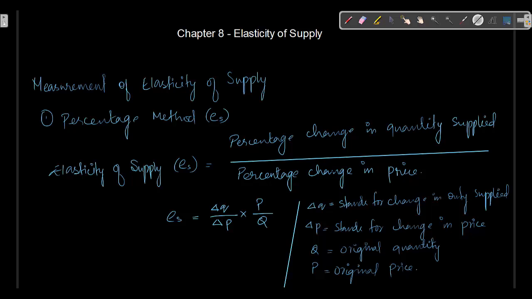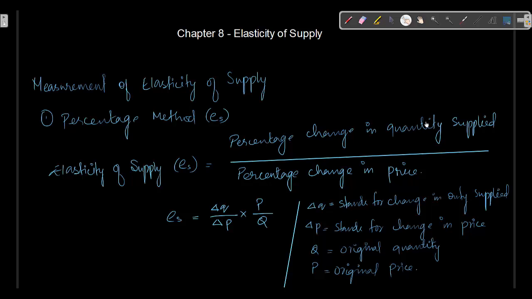So there are two methods to calculate the measurement of elasticity of supply. The first method is called percentage method, and this is all numerical questions. And the second method is geometric method. So in this tutorial, we'll learn about percentage method. Now we will learn about this formula to calculate elasticity of supply, and thereafter we'll straight away start with our practical questions. So when we are calculating the elasticity of supply, this is the formula that we'll be using.